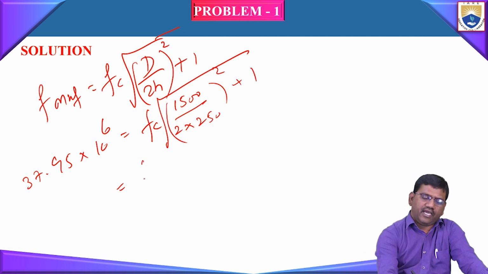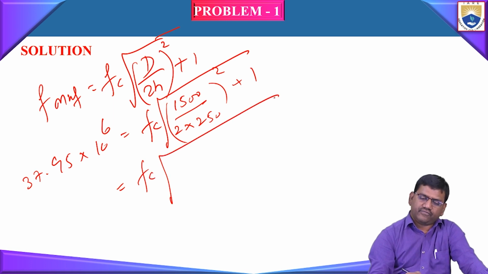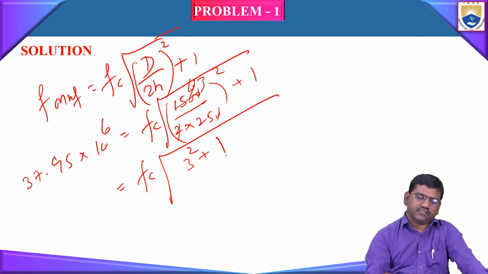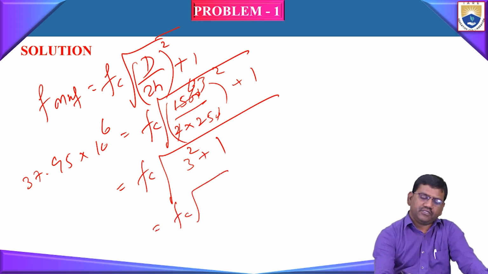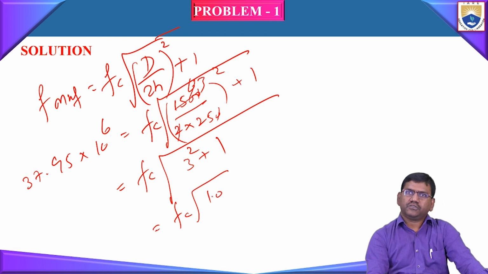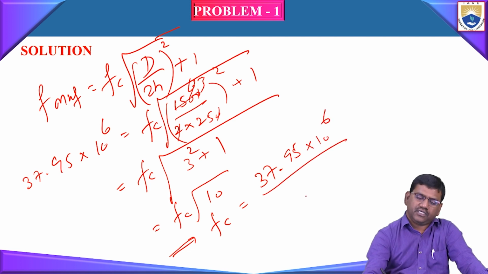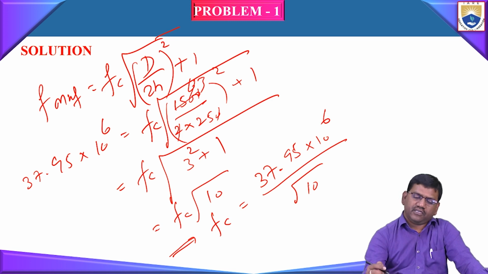We can further simplify this as Fc square root of, the zeros cancel, and 6 and 2 ones are 2 threes. So you will get 3 square plus 1, which is equal to Fc into root 10. From this equation, we get the critical frequency as 37.95 into 10 power 6 whole divided by root 10. The value of root 10 is approximately 3.3.